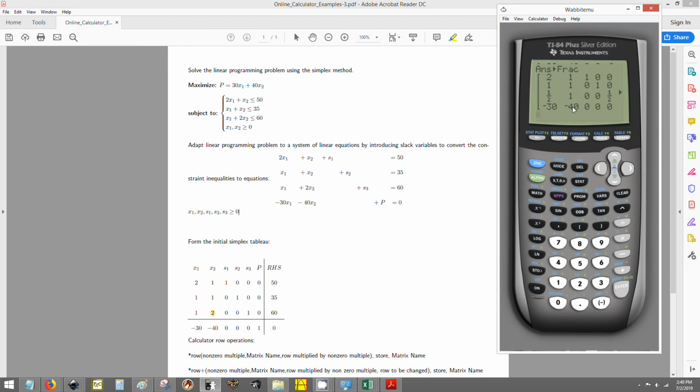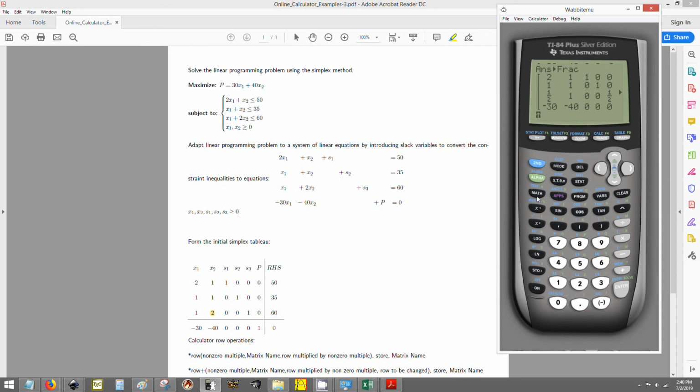Now to get a 0 where this -40 is in the fourth row, second column position, I multiply row 3 by 40, because 40 minus 40 is 0, and then I'll do that. So let's get that done, and we'll store the matrix in each case. This is why I was saying it might just be faster to do it by hand. But anyway, I'll do it in order.